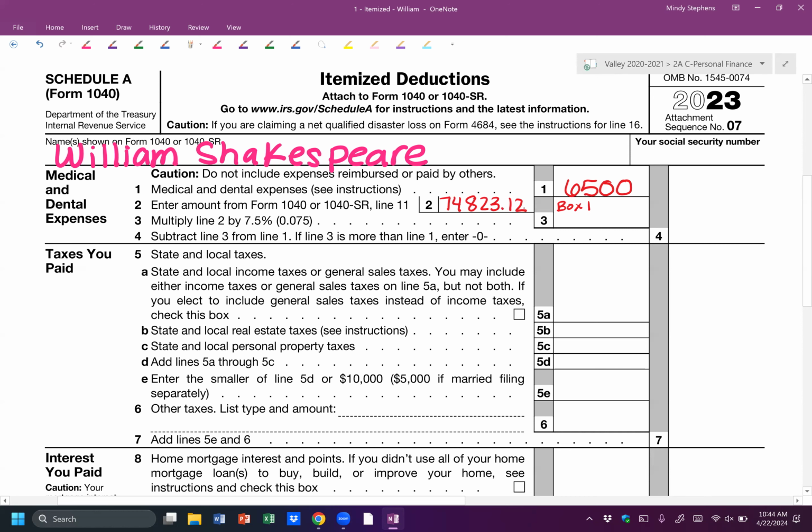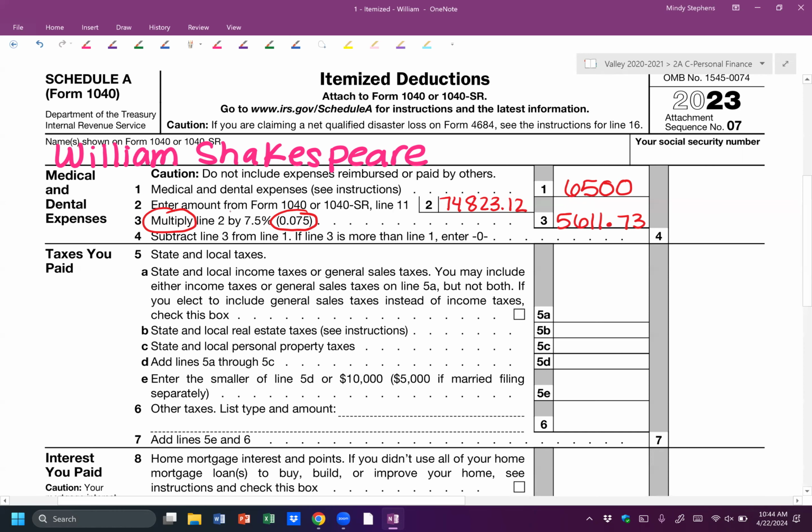The next line says to multiply by 0.075. So take the number you just wrote down and multiply by 0.075. Okay, so I get 5,611.73. Check my answer. Is that what you got? Be careful with rounding, that you round correctly to the nearest penny.